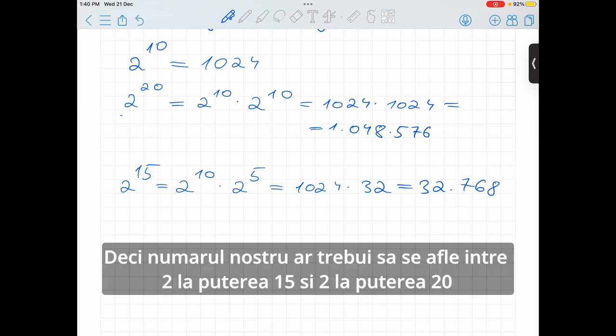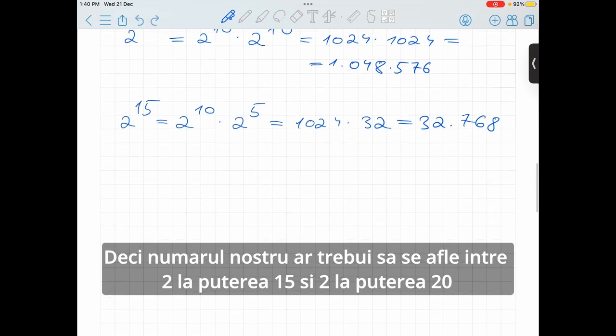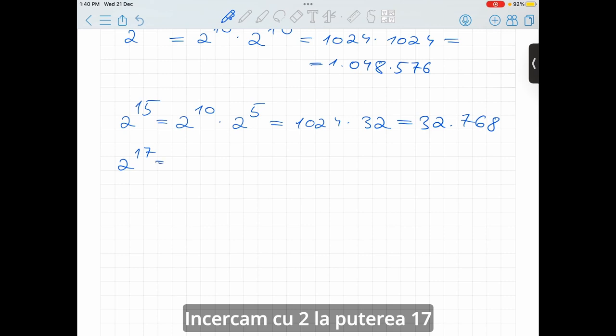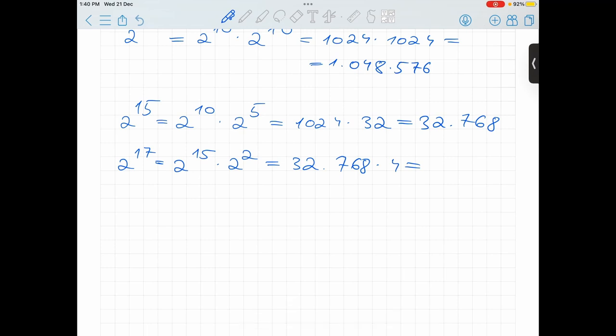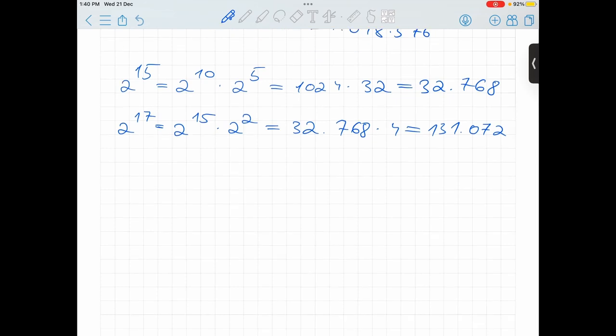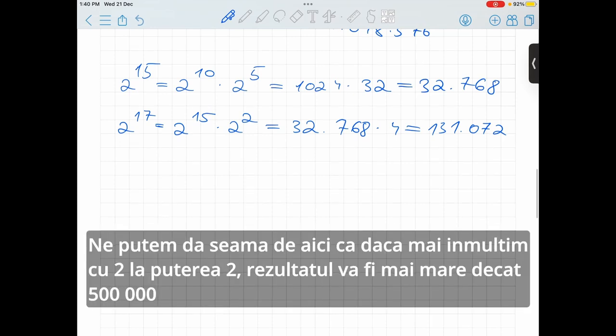So our number should be between 2 at the power of 20 and 2 at the power of 15. We will try with 2 at the power of 17, which is 2 at the power of 15 multiplied with 2 at the power of 2, sorry. This equals... it would mean to multiply it again by 4, and this result would be for sure bigger than 500,000.